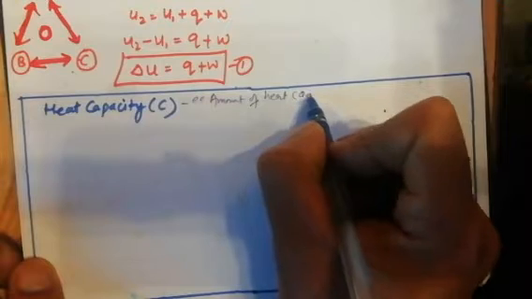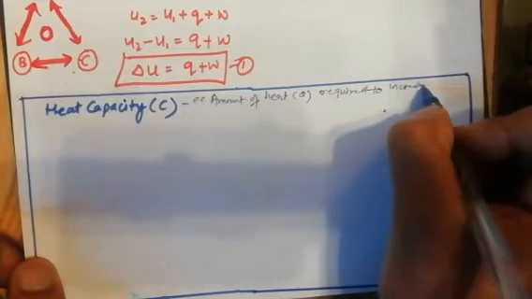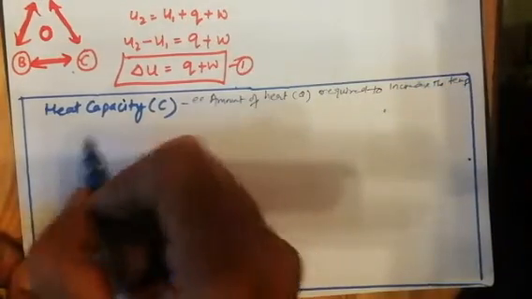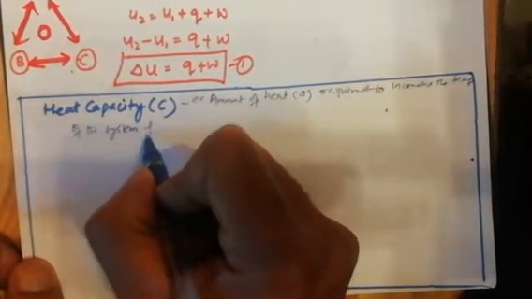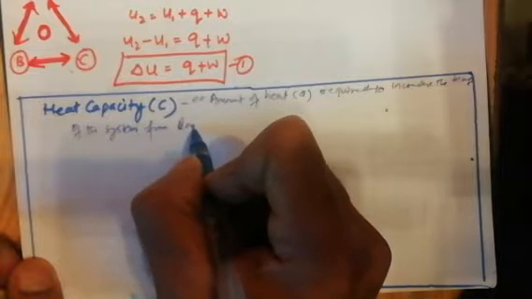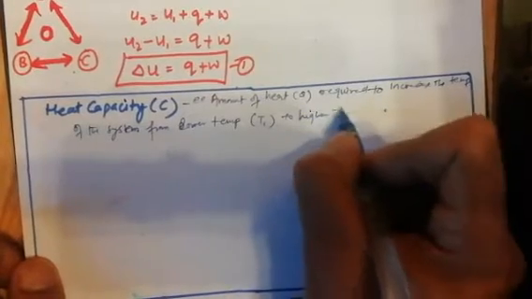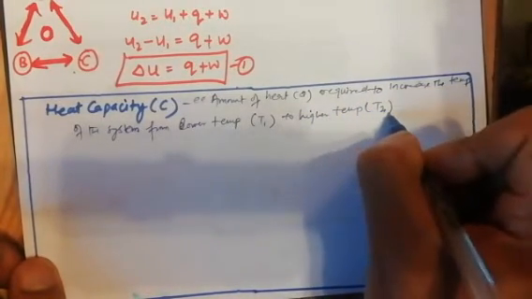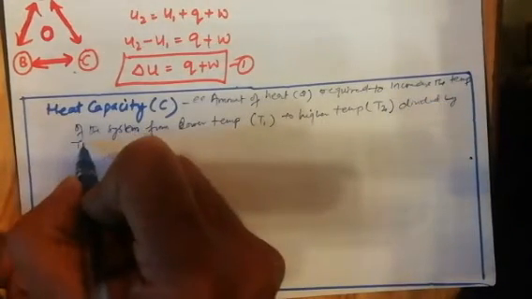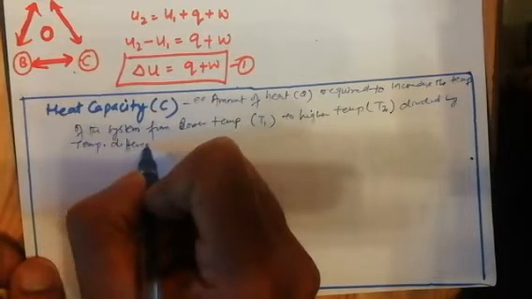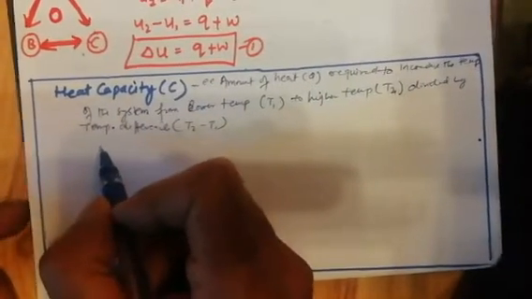Q required to increase the temperature of the system from a lower temperature, which is T1, to a higher temperature, that is T2, divided by the temperature difference T2 minus T1. I'm going to explain that again.